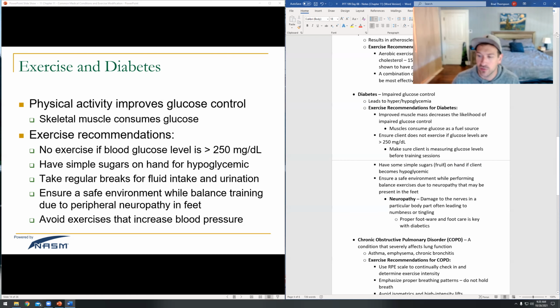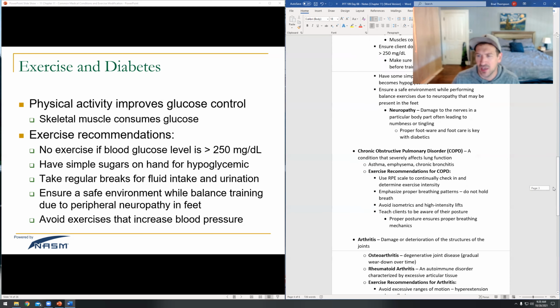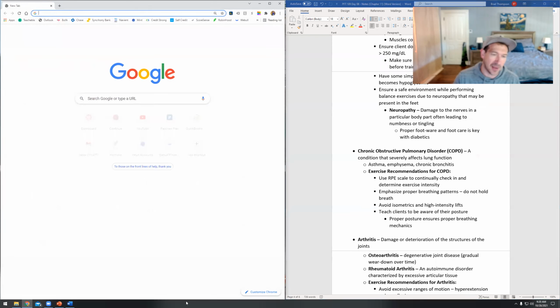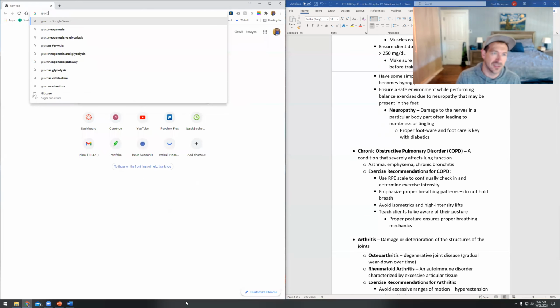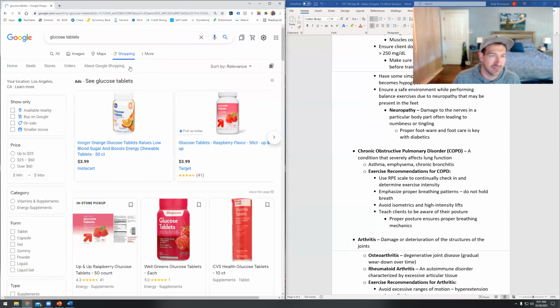So some simple sugars, fruit is a really good example. Sometimes your clients will also even have glucose tabs. Have you guys ever seen the shot blocks? Glucose tablets are things that people with blood sugar issues will just have, and it's basically a little sugar tablet.